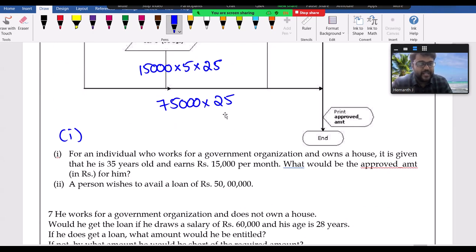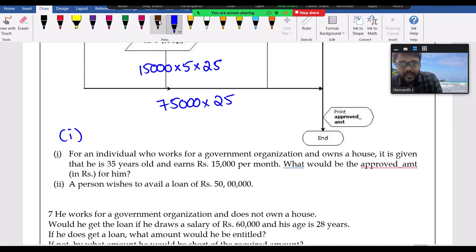75,000 into 25. Right. Okay. Next one. A person wishes to avail a loan of rupees 50 lakhs. Is it possible to get 50 lakhs here? Is it 50 lakhs?